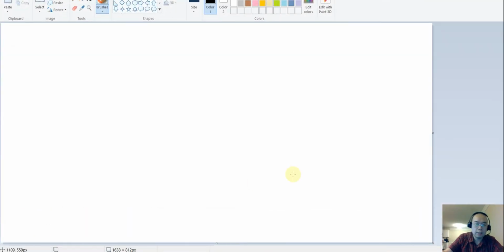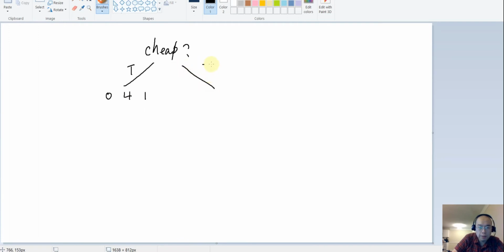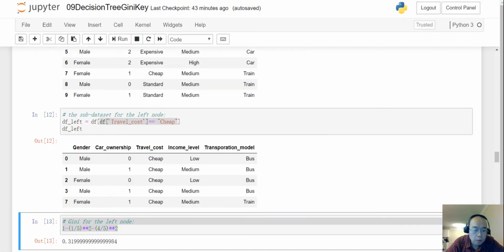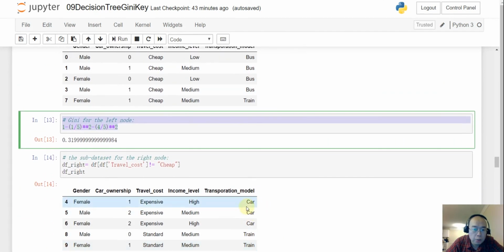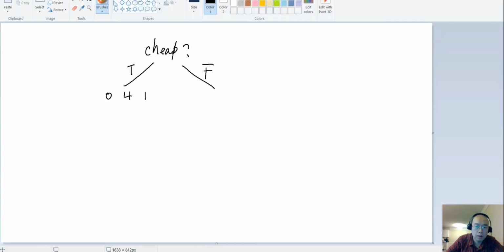So let me just draw here. If we do cheap, and if it is true, then we will have 0, 4, and 1. If it is false, then what do we have? Oops. If it is false, then we have 3 and 2. So we will have the 3, 0, and 2. Okay, so that is our split.